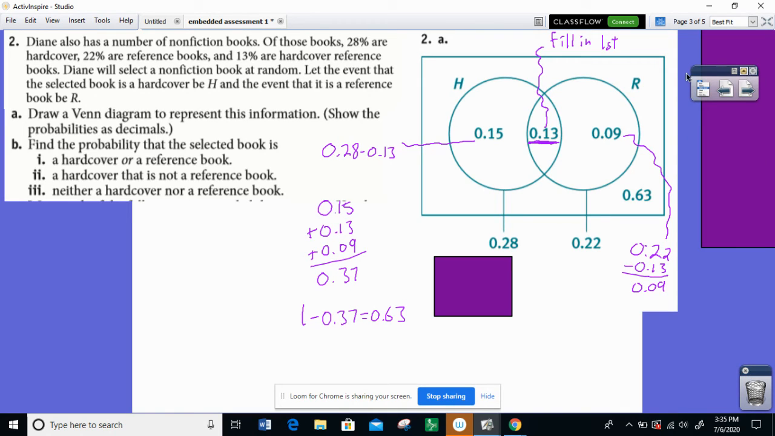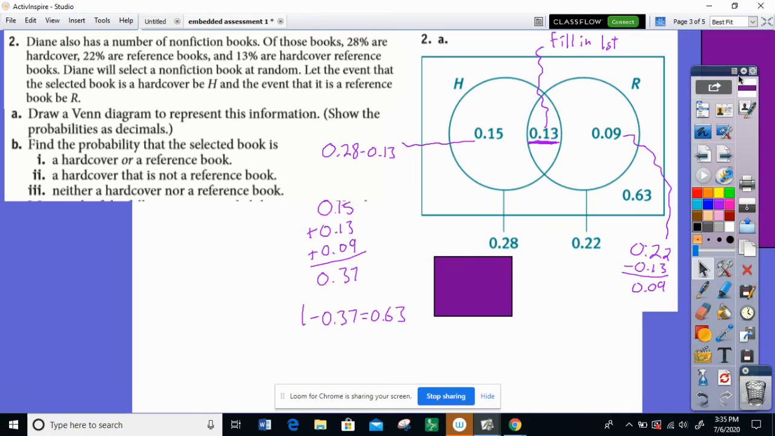So now let's look at part B. Find the probability that the selected book is a hardcover or a reference book. Well, that could be from being hardcover only or reference only or both. So that answer comes out to be 0.37. That's what we saw over here when we added those three probabilities inside either circle together.